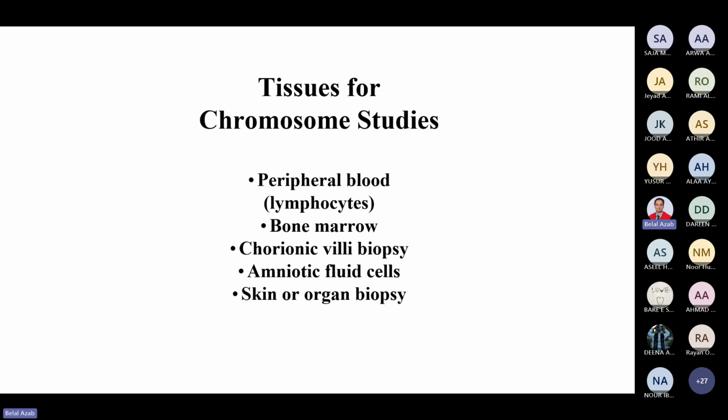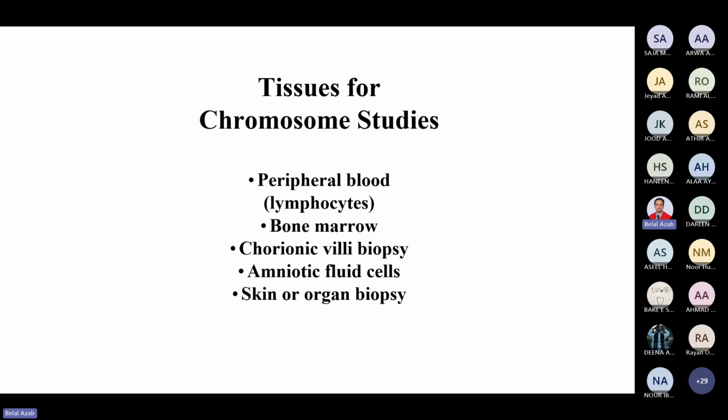The next question is, which tissues are used to do chromosomal studies? Well, it depends on the disease. The easiest tissue to do chromosomal studies is peripheral blood. So the lymphocytes, you can study the chromosomes by collecting blood from the patient, looking at the lymphocytes.